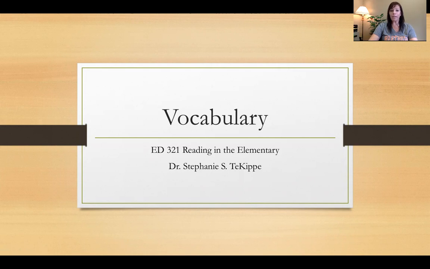Vocabulary is one of the reading skills that we're talking about in elementary reading. Vocabulary is when students are immersed in a word-rich environment. Word-rich environments include regular independent reading, teachers reading aloud and modeling vocabulary words, as well as explicit vocabulary instruction, which includes vocabulary strategies that we'll talk about in a little bit.